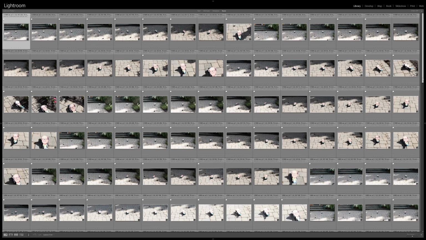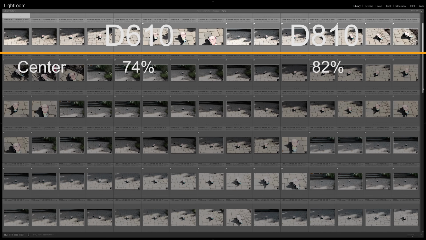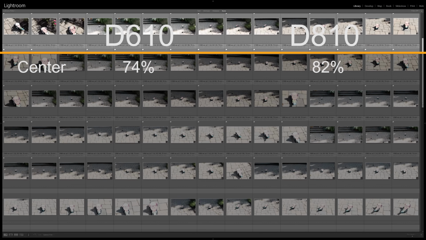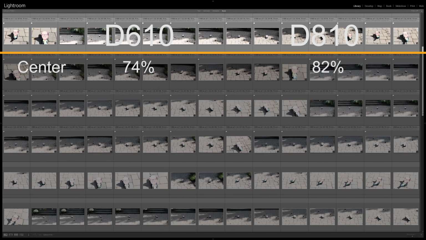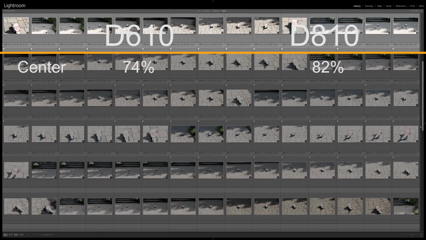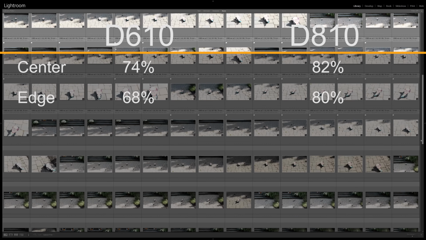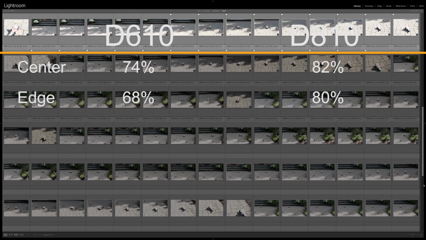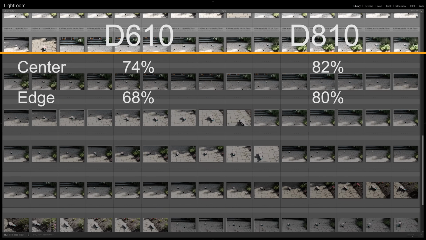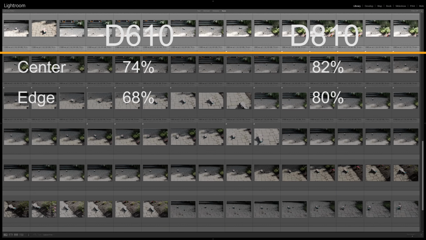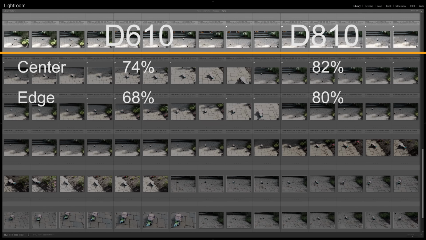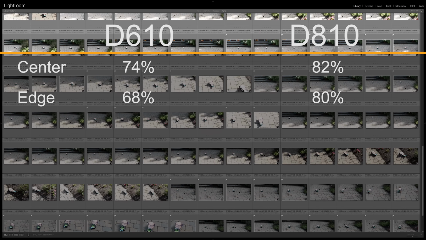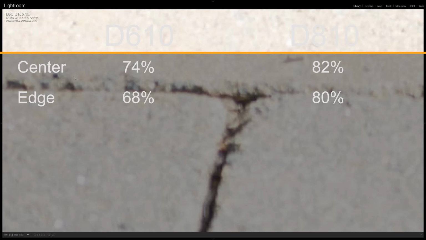When using the center focus points, the D610 got about 74% in focus, the D810 got about 82%. So they both did well. The D810 did a little bit better. Switching to the edge focus points made a bigger difference. The D810 got about 80% sharp, losing almost no focusing capability. The D610 dropped to 68%. So the outside focusing points on the D610 are not quite as capable, limiting your composition choices when doing sports and wildlife. But let's talk about sharp frames per second, because when you're shooting full frame, the D610 shoots 6 frames a second, the D810 only 5 frames a second because the pictures are higher resolution.